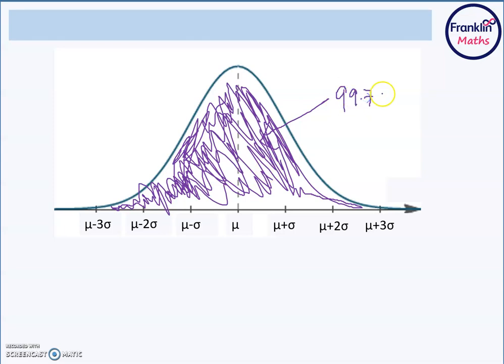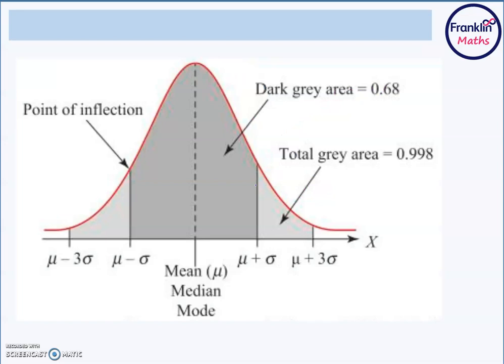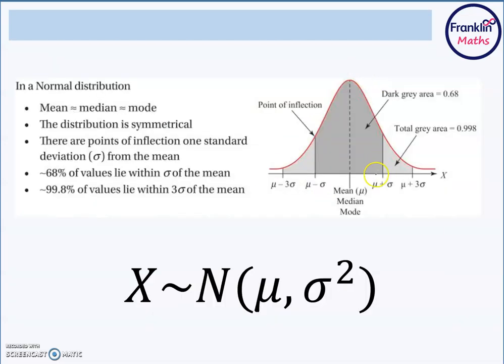99.7%. So if you're outside 3 standard deviations away from the mean, you can say, well, there's a very slim chance of it happening. Okay, we've got a couple of summary slides here. So that's what we've looked at before, and this is what we looked at before here over on the right.